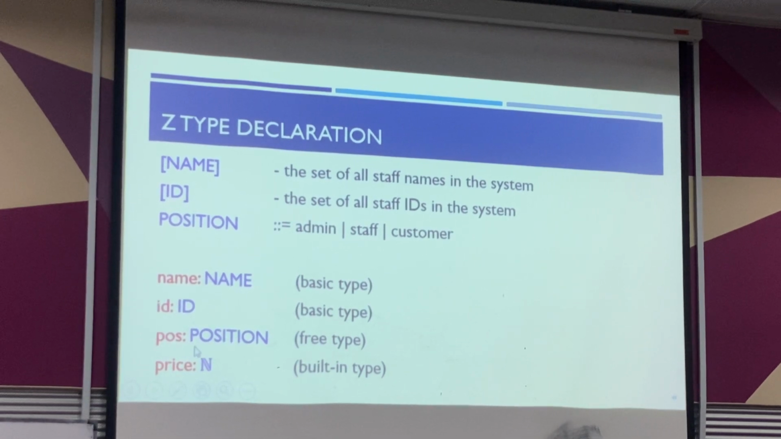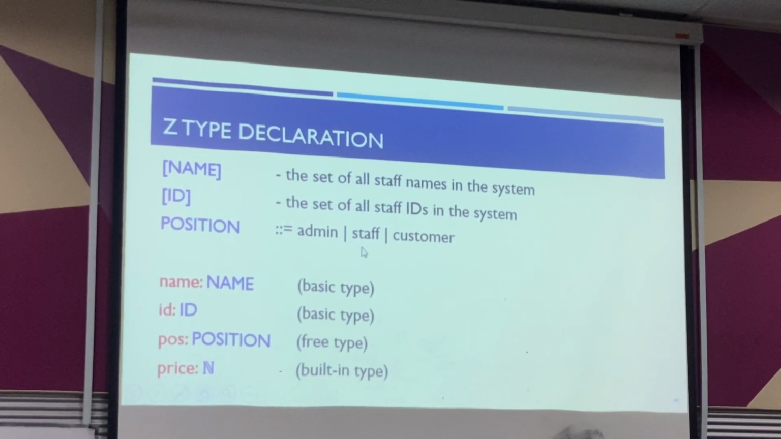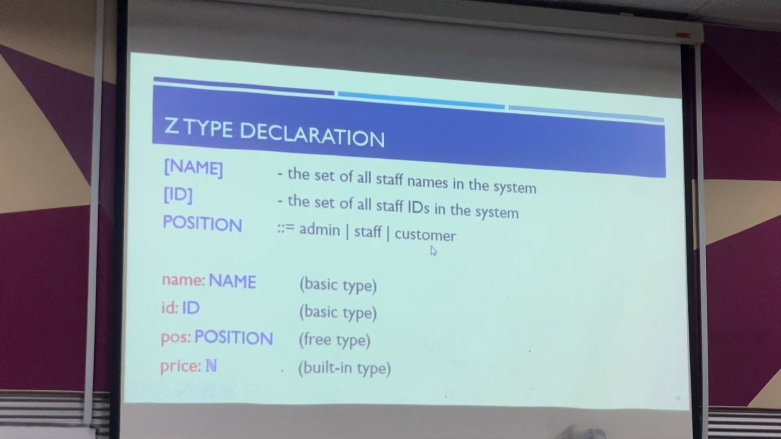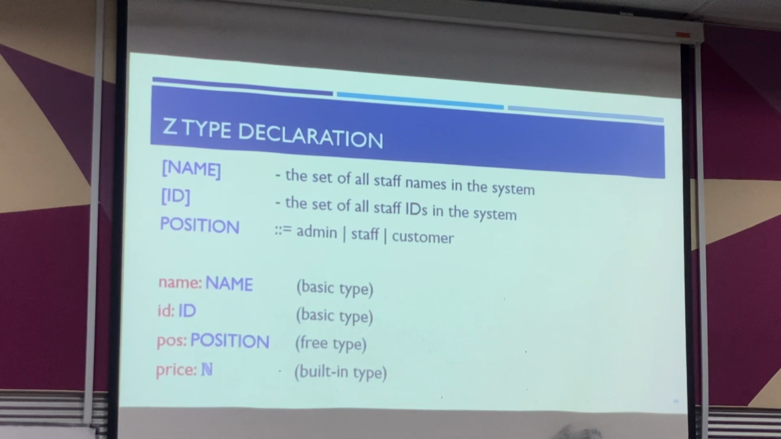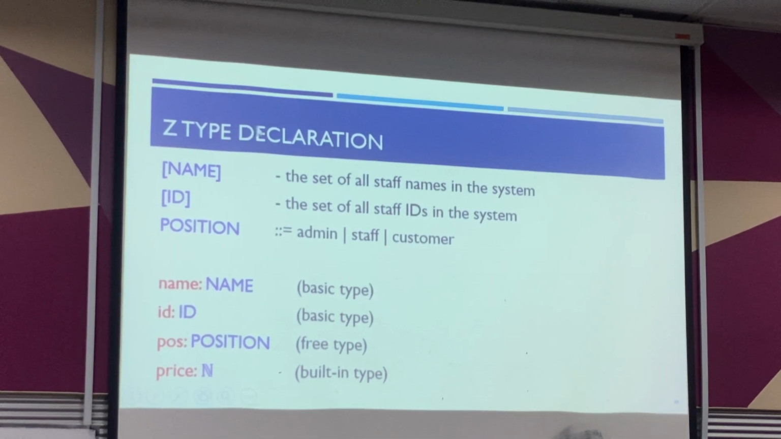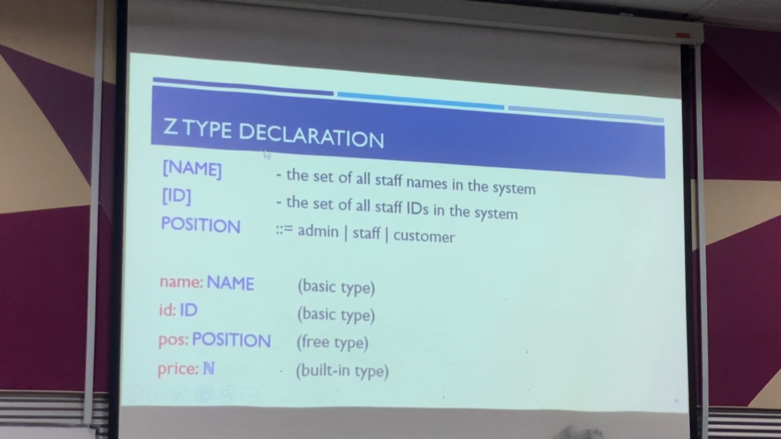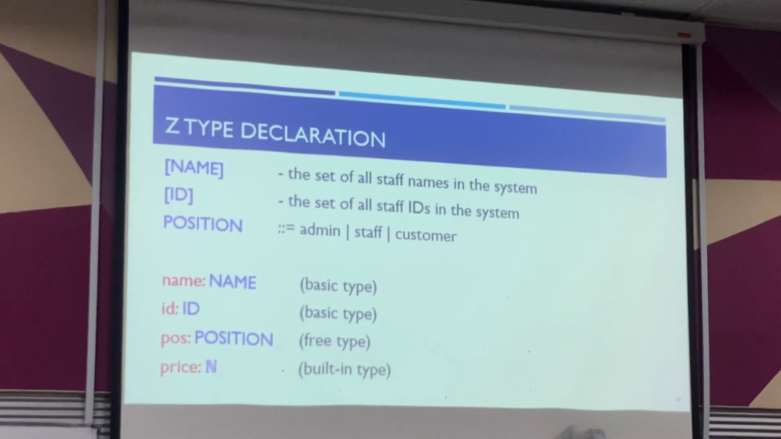Position is either admin, staff or customer. Either one only. And then price, let's say, is built in, so I don't need to put it here, because built in means I can straight away use it in my system. So straight away I can put it like this, built in. Okay? So this is how you declare an individual.